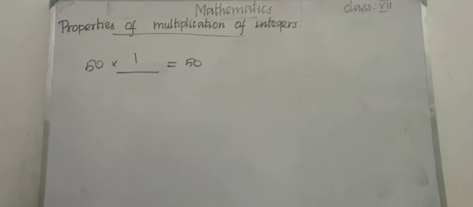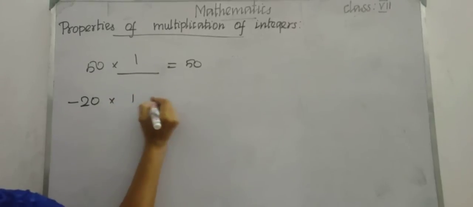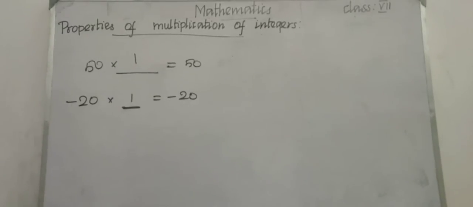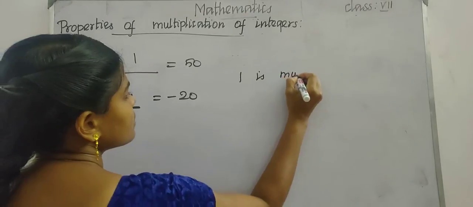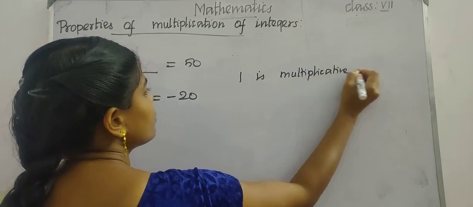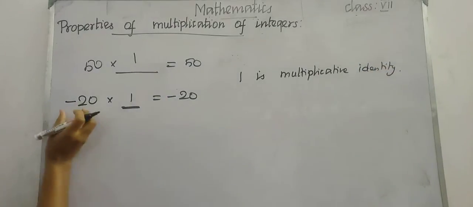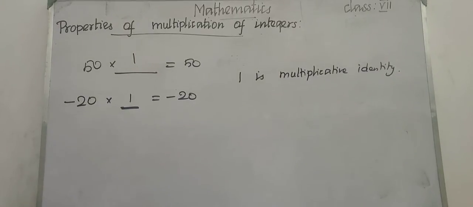Okay, children, can you all understand? Simply if you are multiplying minus 20 into 1, what will you get? The same answer, minus 20. So, this 1 is the multiplicative identity. Okay, children, so if you need the identity element as the product, we need to multiply 1 with that. Can you all understand?